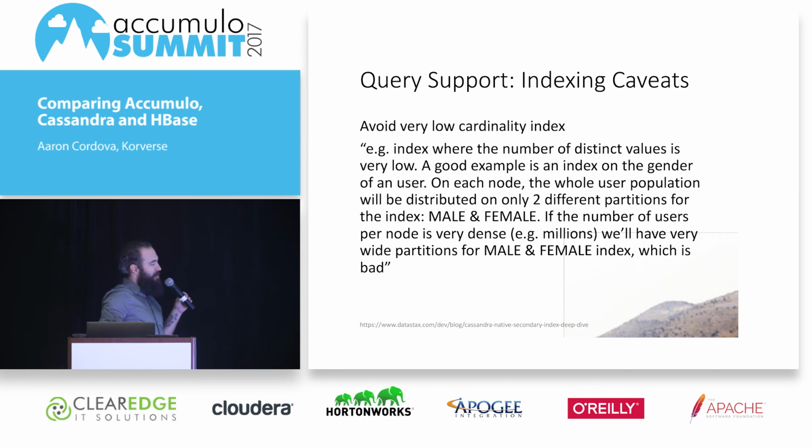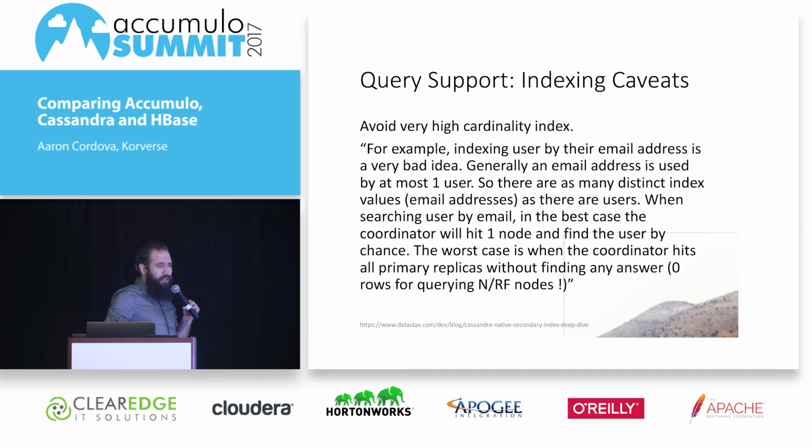Avoid very low cardinality index. This one kind of makes sense. Like, don't index the word the, don't index the gender field, because you're only going to have a few unique values for that. So like, one value is going to point to half your database or a third of your database. And then avoid a very high cardinality index.